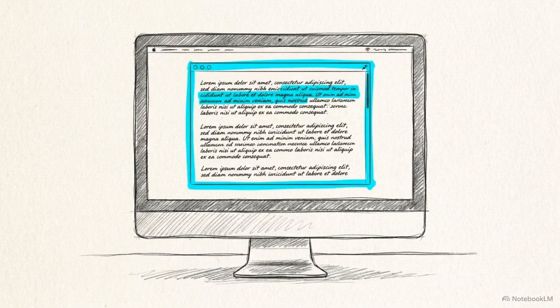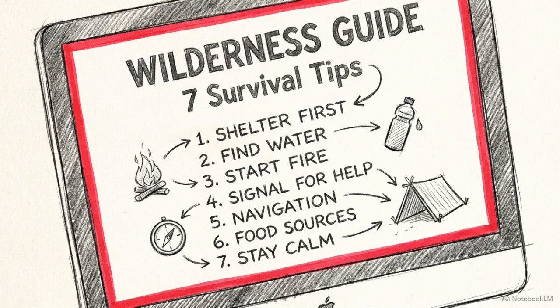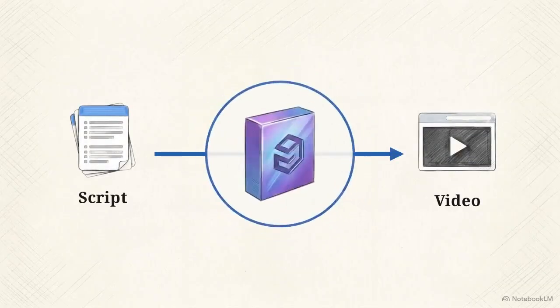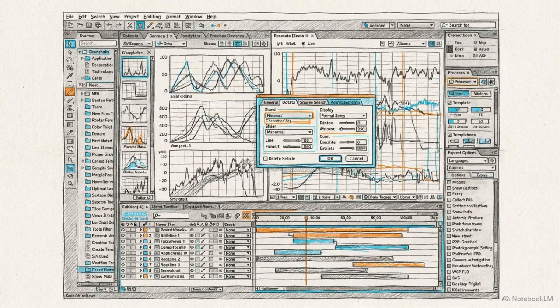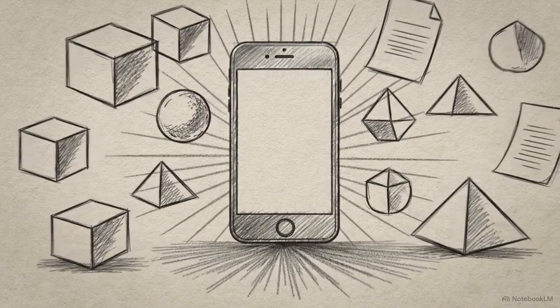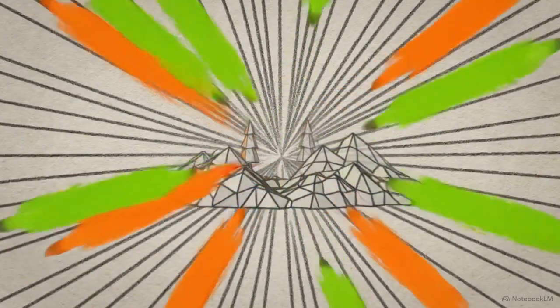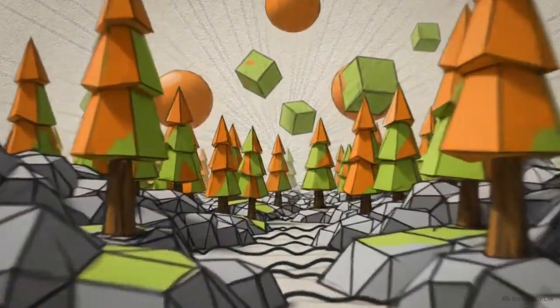You have a great script sitting on your hard drive, maybe a punchy list of 7 survival tips, but it's stuck there. Turning that text into a fully animated video usually requires software you don't own and technical animation skills that take years to master. Using current AI tools, you can now generate a complete, fully animated YouTube short in under 10 minutes.